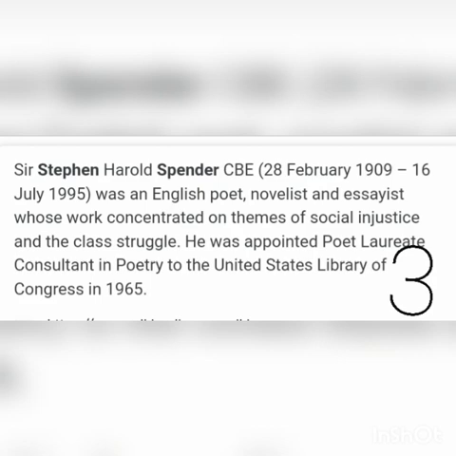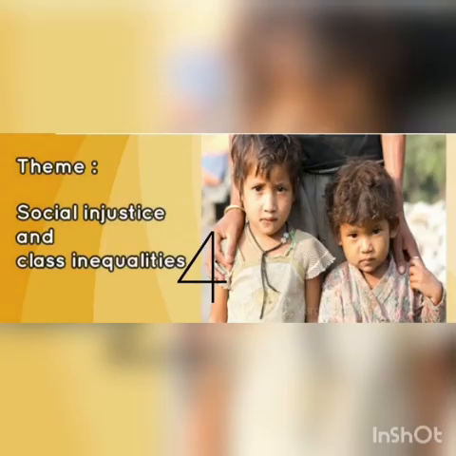He had even been appointed as poet laureate consultant in poetry to the US Library of Congress in the year 1965. The theme of the poem constitutes social injustice and class inequality.